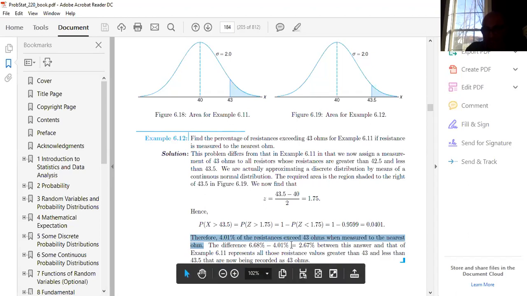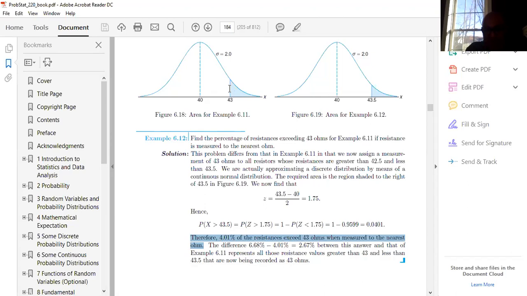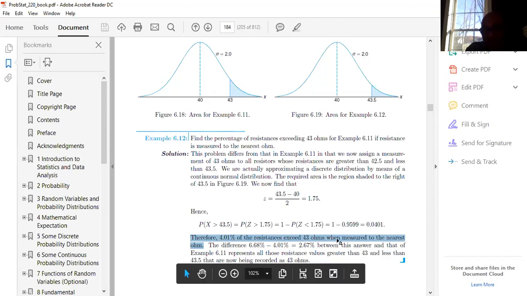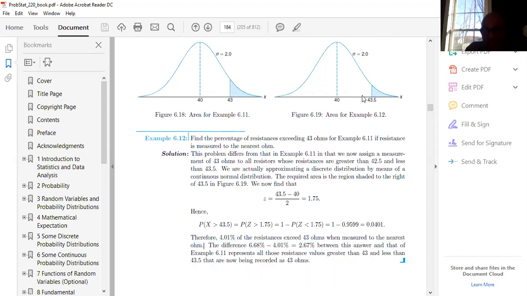The difference between 6.68% and 4.01%: the 6.68% was for strictly greater than 43, and 4.01% is for strictly greater than 43.5. The difference is 2.67%, which represents all resistance values greater than 43 and less than 43.5. So if somebody asks you for the value between 43 and 43.5, you have both the numbers, just subtract and you get the answer.